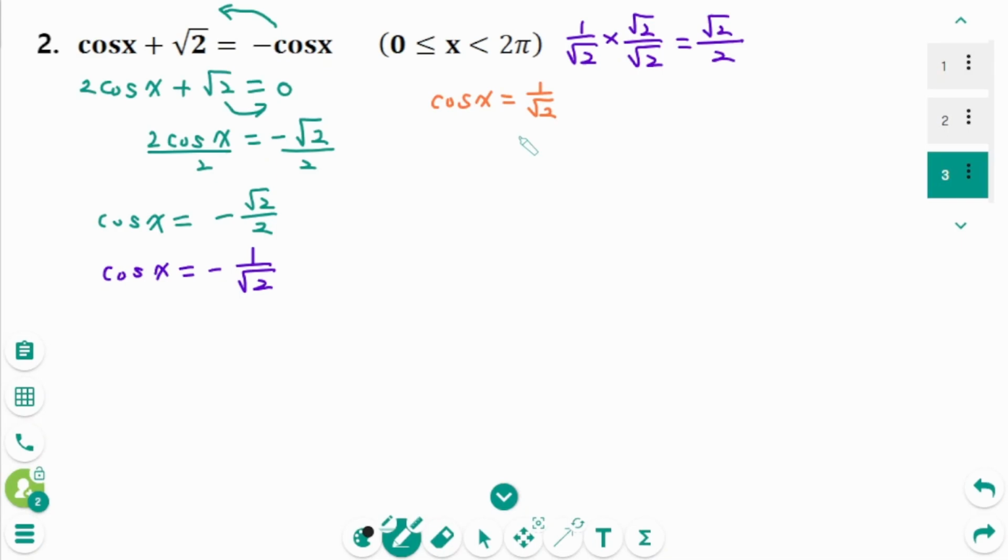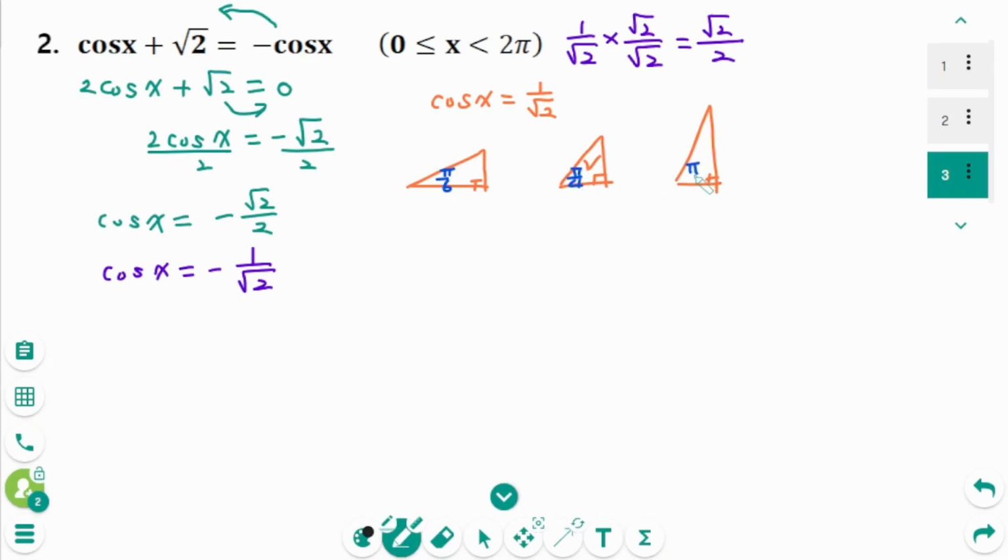Now think about the 3 triangles. The first one, second one, and third one. Can you see which special triangle is the one whose cosine of x is 1 over square root of 2? The answer is the middle one. If you can't see it yet, write it so that you can see it.